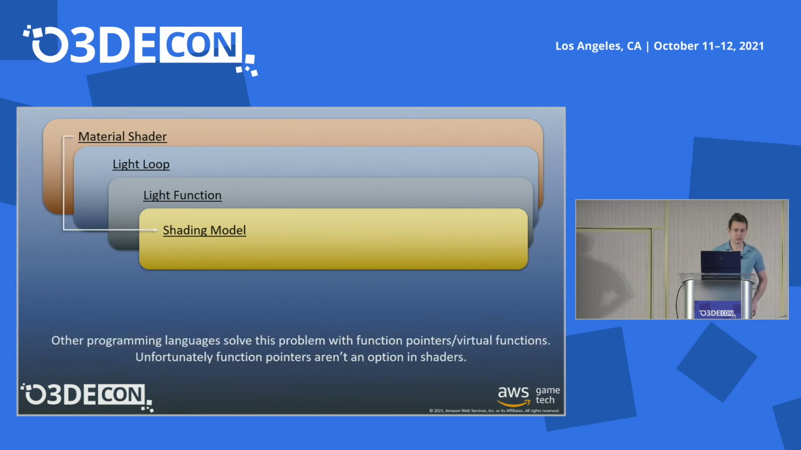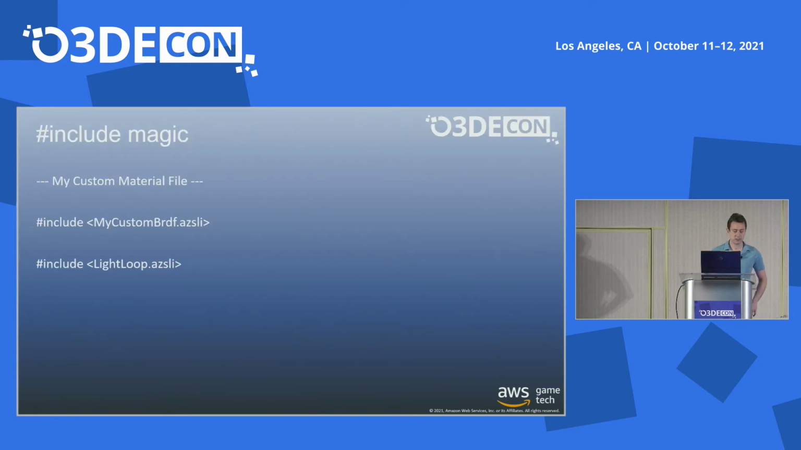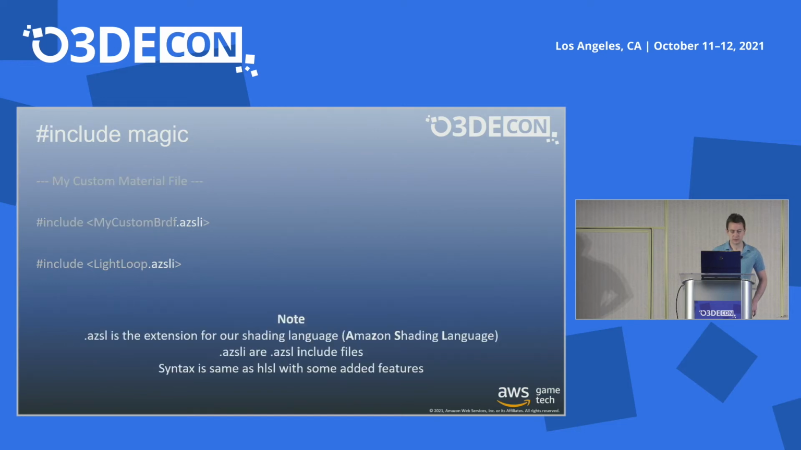Other programming languages that are not shading languages usually have some kind of function pointers or virtual functions that you override. But this is unfortunately not an option with shaders. So the way we avoid this code duplication is with some include magic. First, a brief note about AZSL. AZSL is Amazon Shading Language. This is our extension. Under the hood it is basically HLSL with a bit of syntax added.